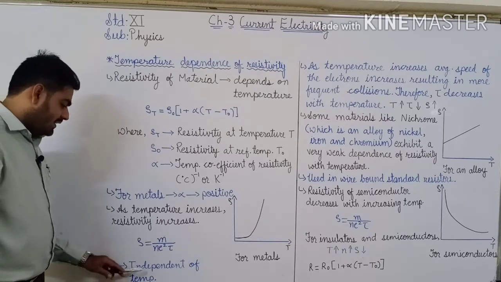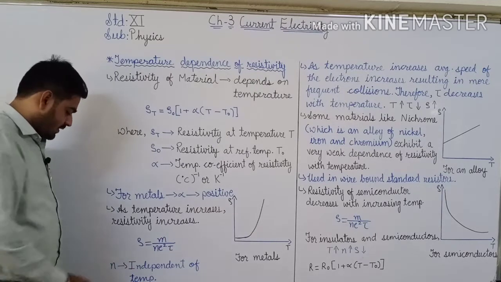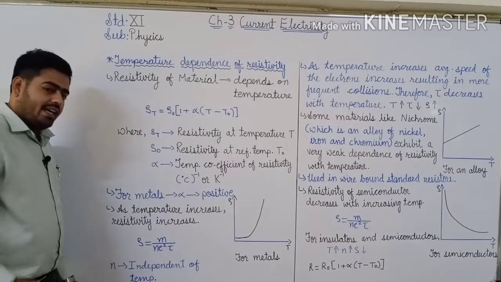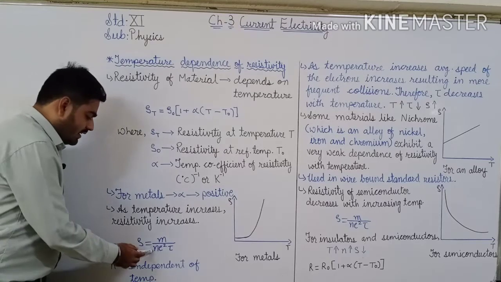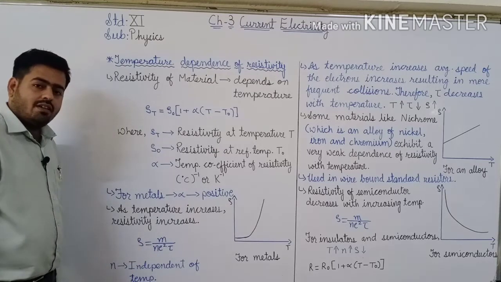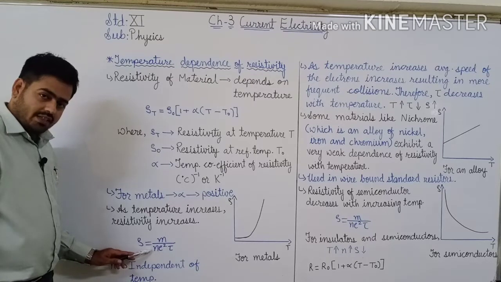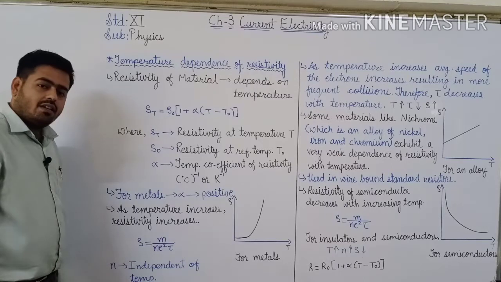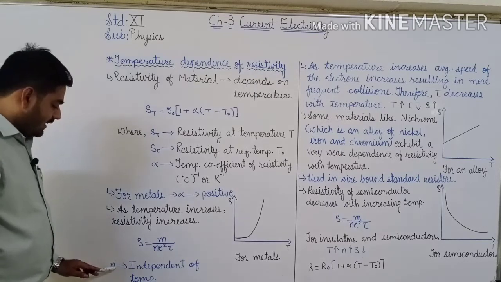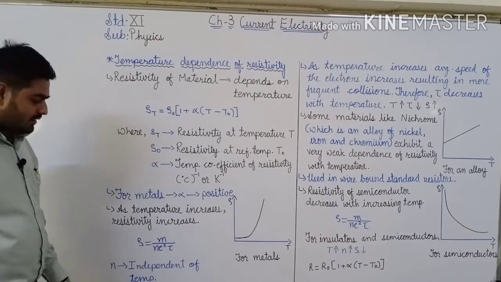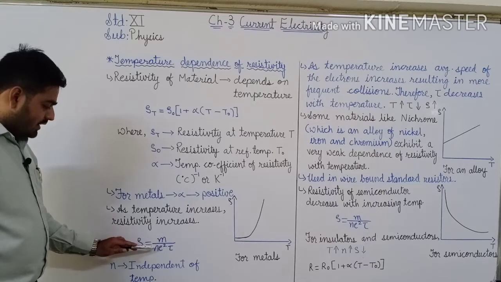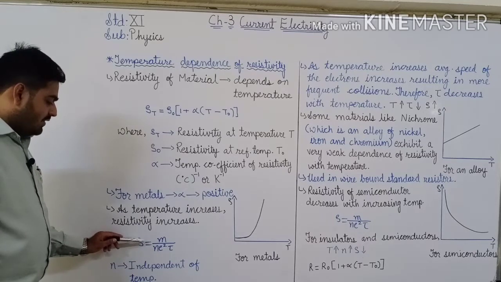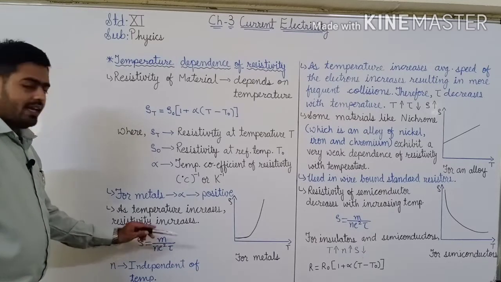Small n is independent of temperature. It means as value of temperature changes, value of n will remain constant. For conductors, as temperature changes, n remains constant. So we can say that n is independent of temperature. So m is constant, n is constant, charge of electron is constant. So resistivity will change with tau.